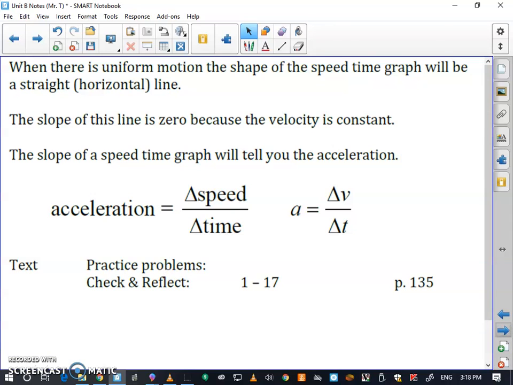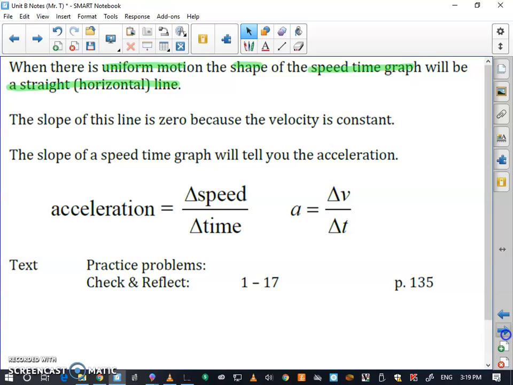Now it says here, right, when there's uniform motion, the shape of the speed time graph. Okay? So uniform motion, the shape of a speed time graph is going to be a straight or horizontal line. Slope of the line is 0 because the velocity is constant. So if I did do a calculation, I'd find that there's no rise to the time, which would be the run, and so the ratio would be 0. The slope of a speed time graph will tell you the acceleration, though. So if there is an object that's speeding up, for example, then when you calculate the slope, you're going to get the acceleration. If it's a 0 value, there's no acceleration, like in the example I just did.